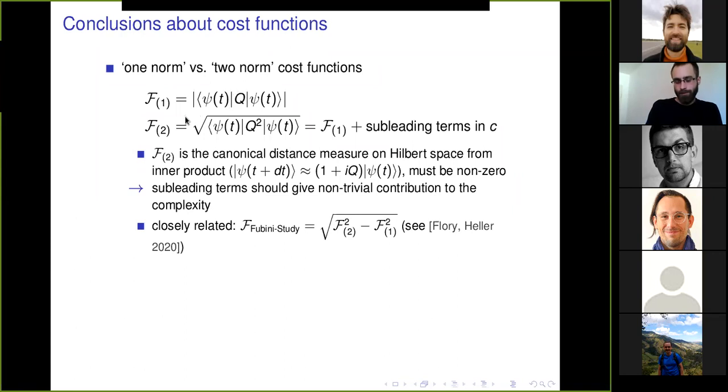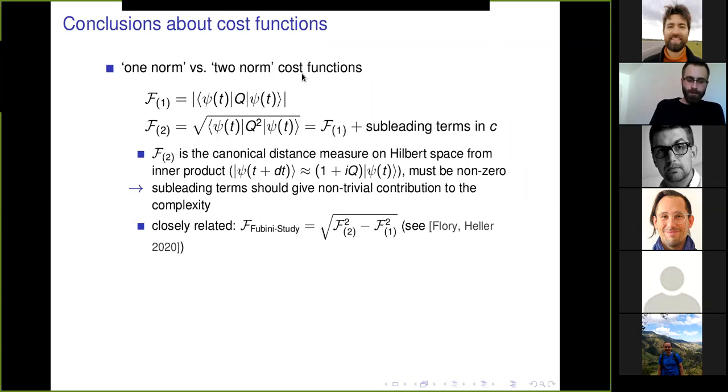However, one could also choose a two-norm cost function, which is the square root of the absolute value of Q squared. However, as derived already by Kac-Moody and McCann, the leading order in the central charge, at large central charge, actually agrees between the one and two-norm.